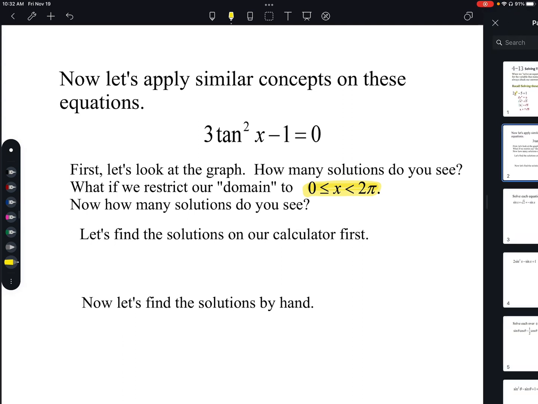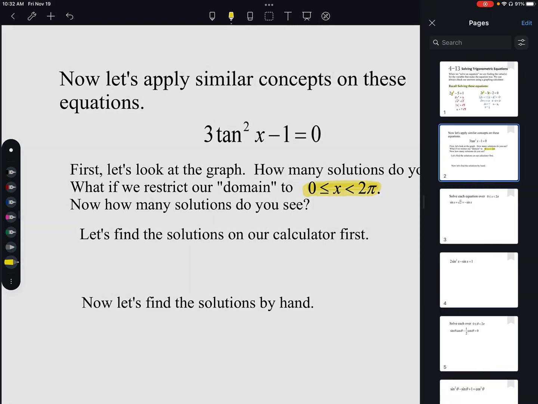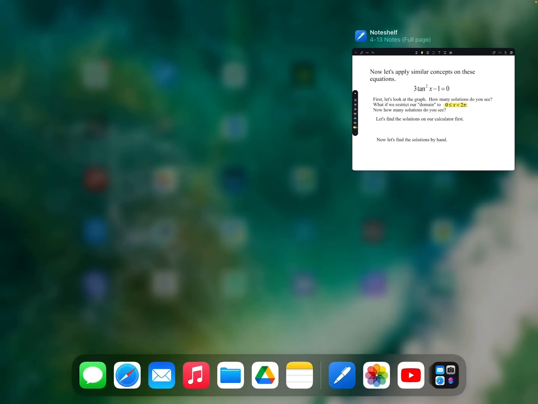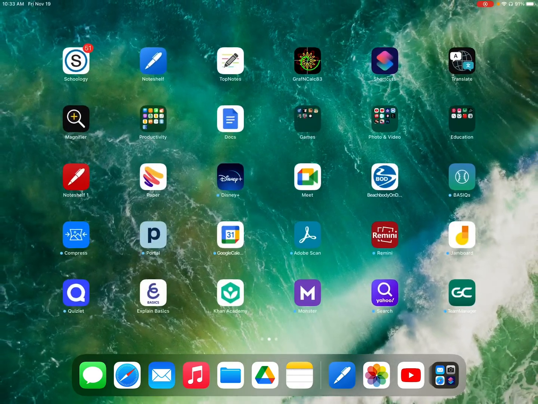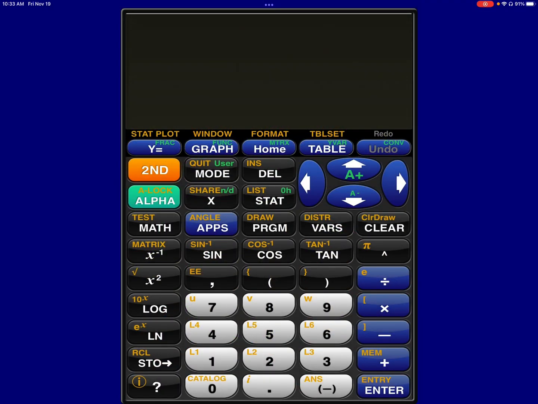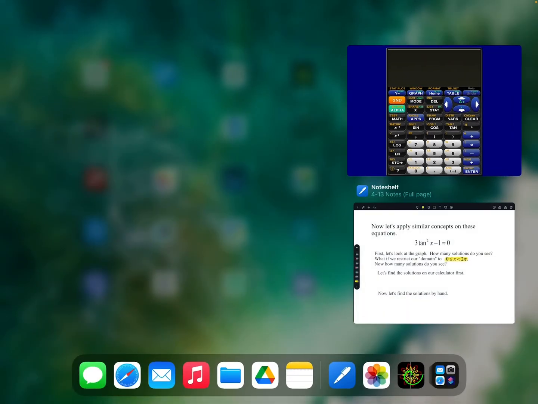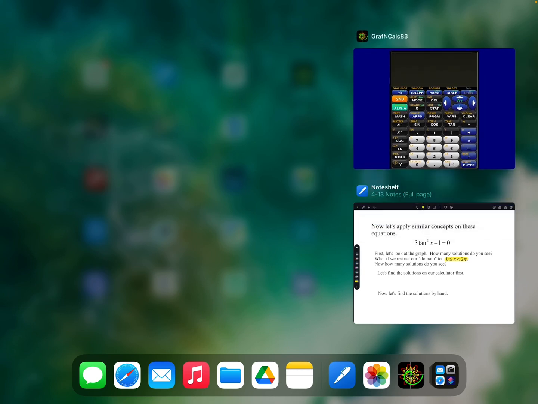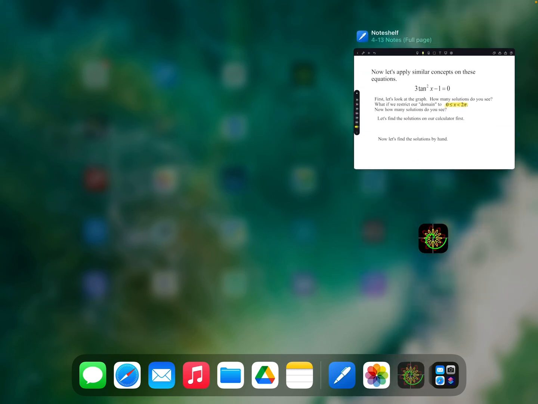So I'm going to go ahead and, whoops, that's not my calculator. I think my calculator accidentally closed, so let me bring that back out here. I'll get that off of there. Hold on.